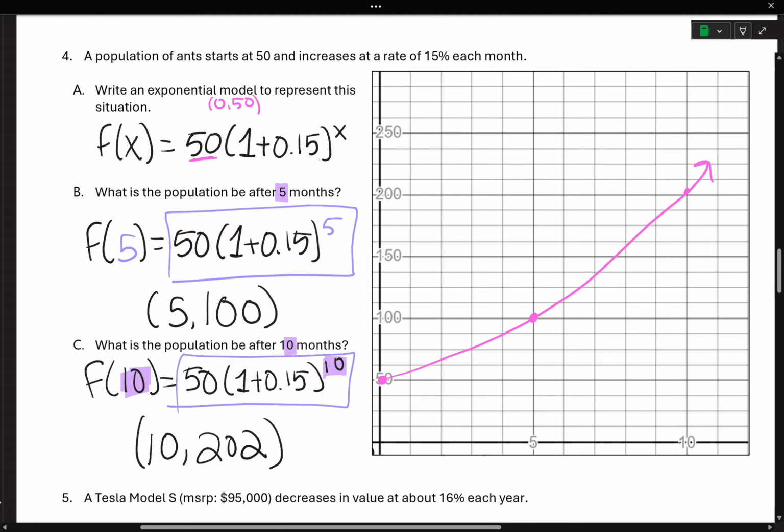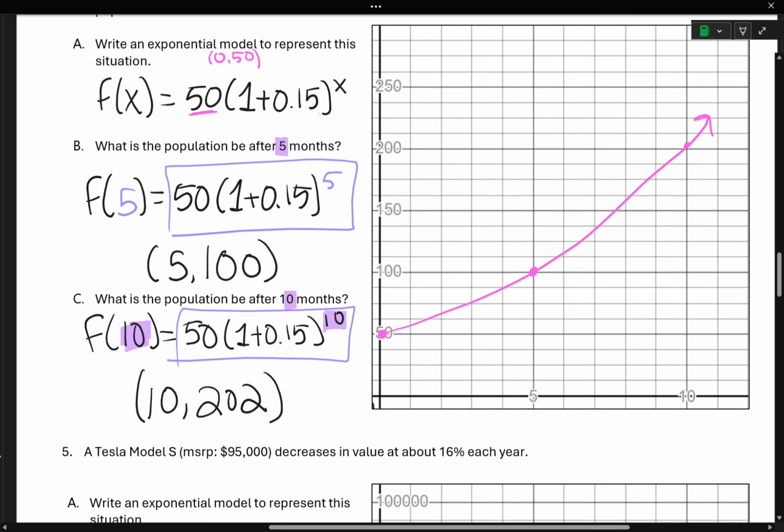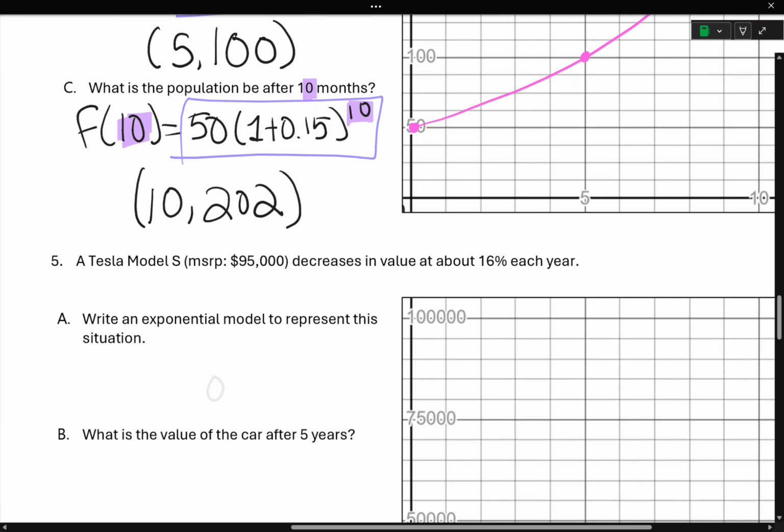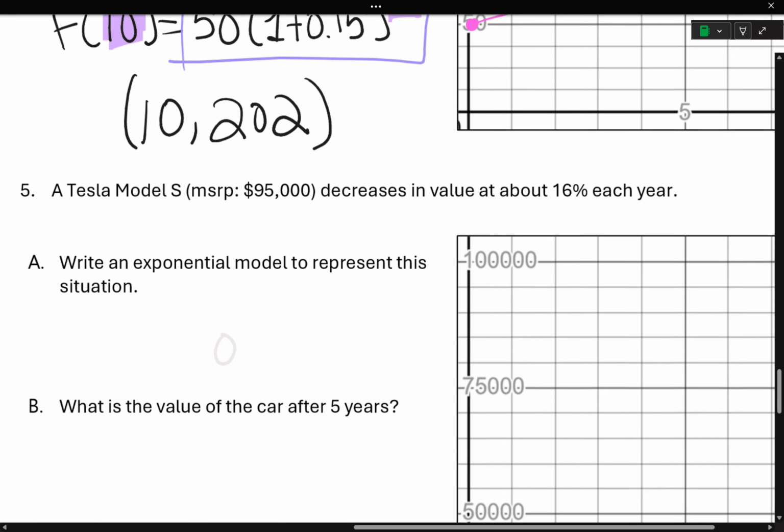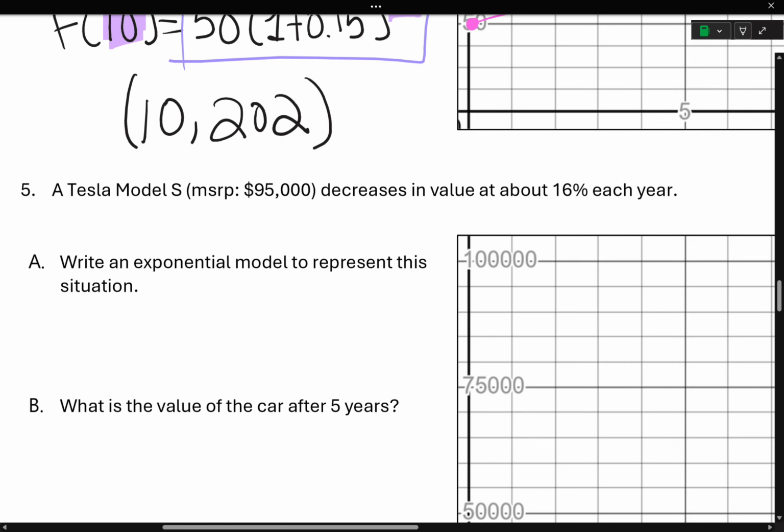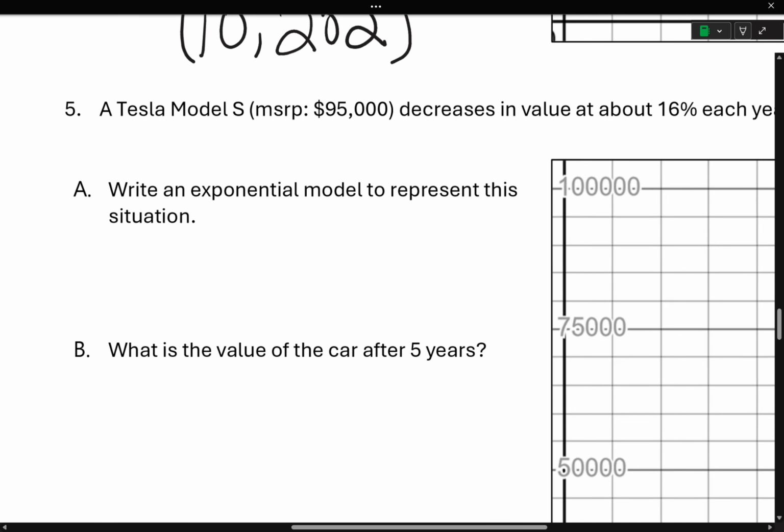That's a nice function of population growth. All right. Now this next one, not as accurate, because I wrote this a couple years ago. I really liked all these problems, so I didn't really change much about them. So a Tesla Model S does not cost $95,000 anymore. So let's imagine whatever amazing $95,000 car that we're planning to buy is decreasing in value about 16% a year.